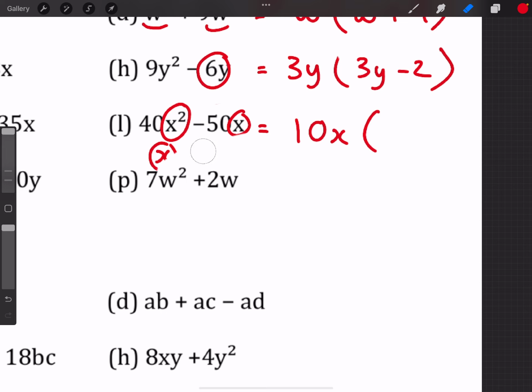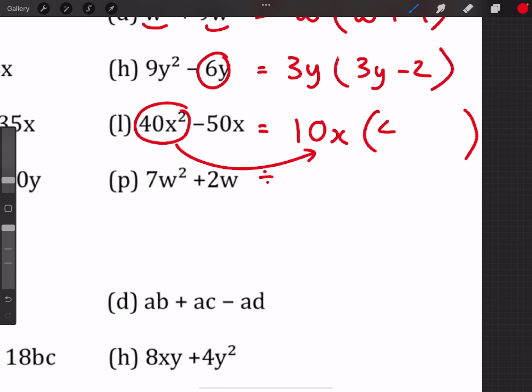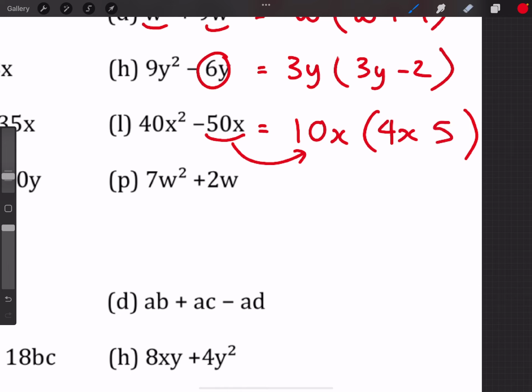Okay, so now that we have the highest common factor for the letters and the numbers, let's see what's inside the brackets. What's 40x squared divided by 10x? 40 divided by 10 is 4, x squared divided by x is just x. Alright, what's the next one? What's 50x divided by 10x? 50 divided by 10 is 5, x divided by x is just 1, so there's nothing there. So it's just 5, and it'll be minus 5.